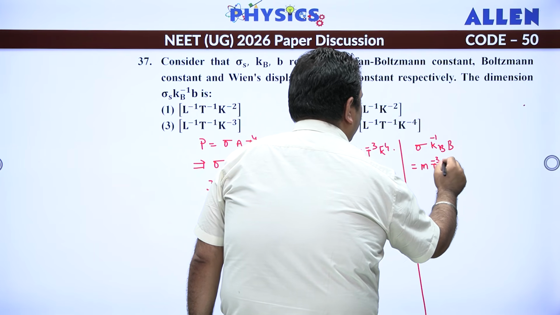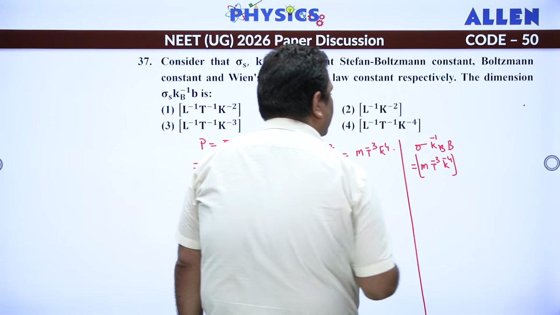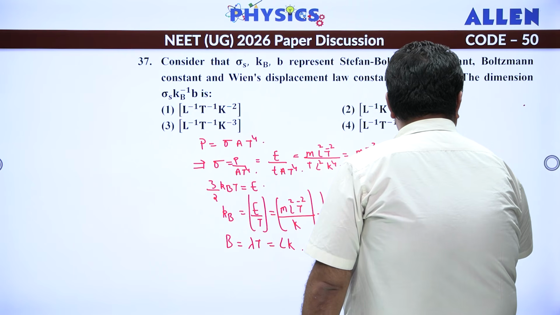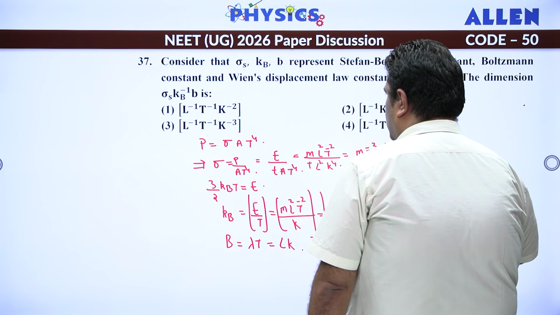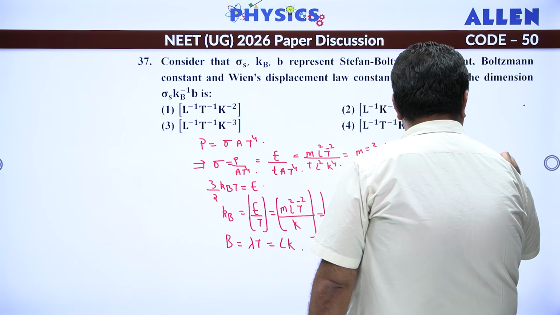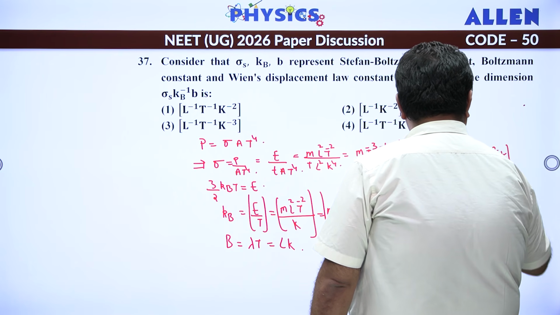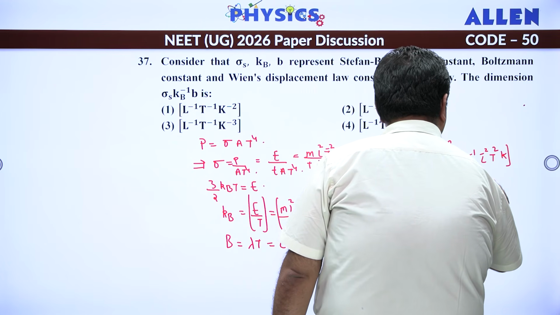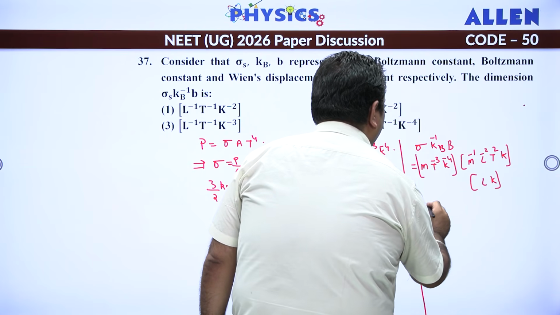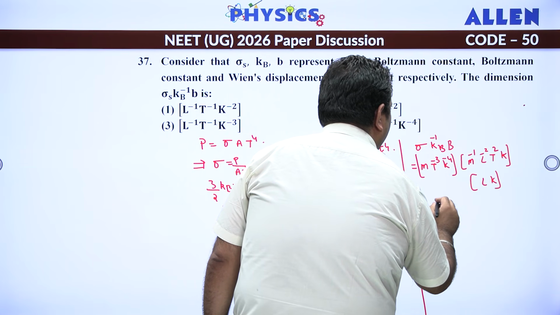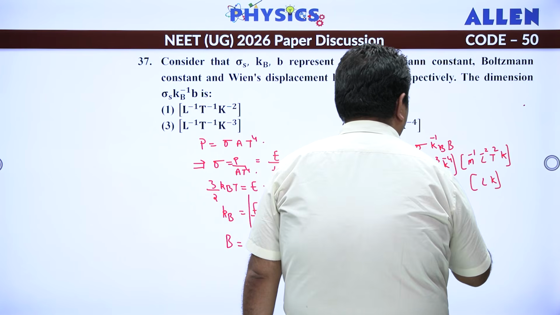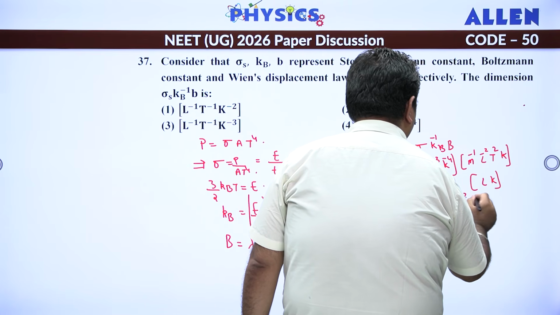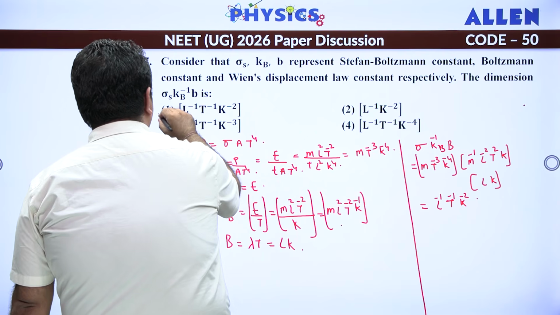MT^-3 K^-4 is the expression for this. Then what is it for the Boltzmann constant here? It can be written as M^-1 L^-2 T^2 K. Now similarly for Wien's displacement constant, what is it? L into K. So what expression are we getting for this? This comes out to be L^-1 T^-1 K^-2. This we are getting. So the correct answer is option number 1.